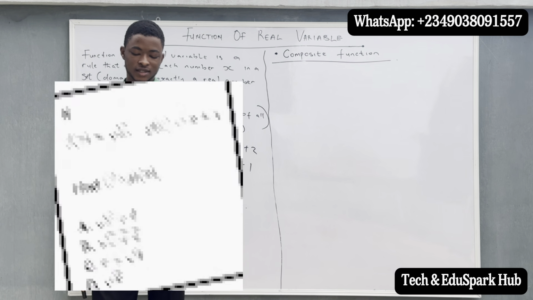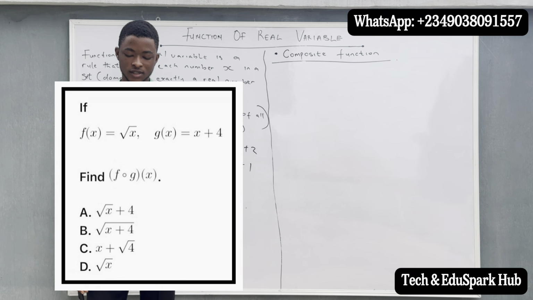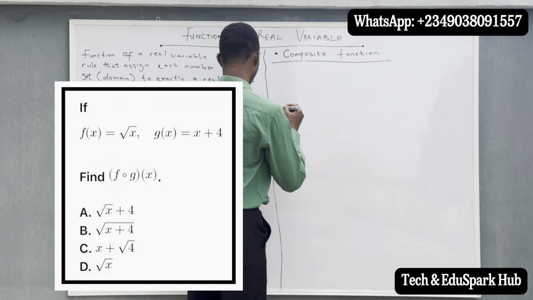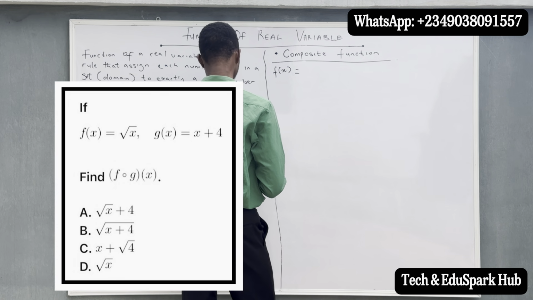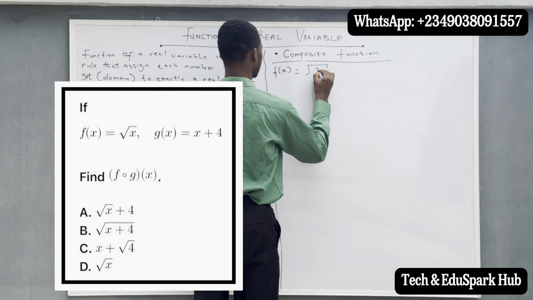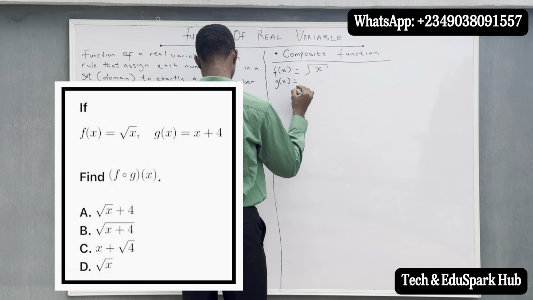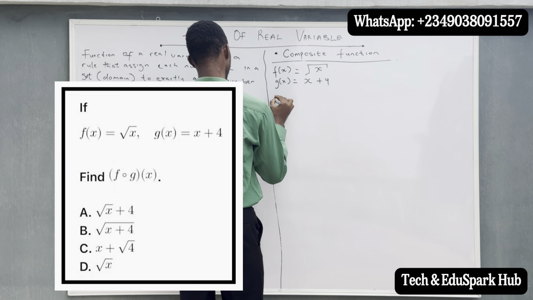And moving to the next example, the question as displayed on the screen says that if f of x is equal to square root of x and g of x is equal to x plus 4, find f of g of x. So in this kind of question, we are given our f of x to be equal to the square root of x, and our g of x to be equal to x plus 4. And the question is asking us to find f of g of x.